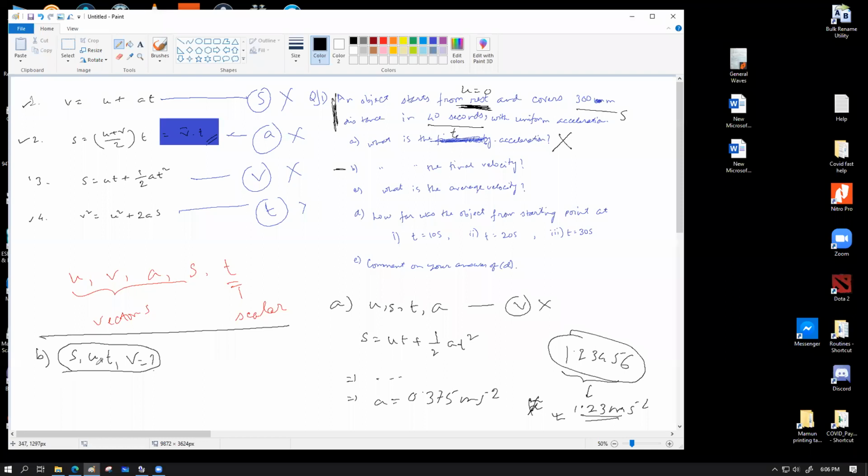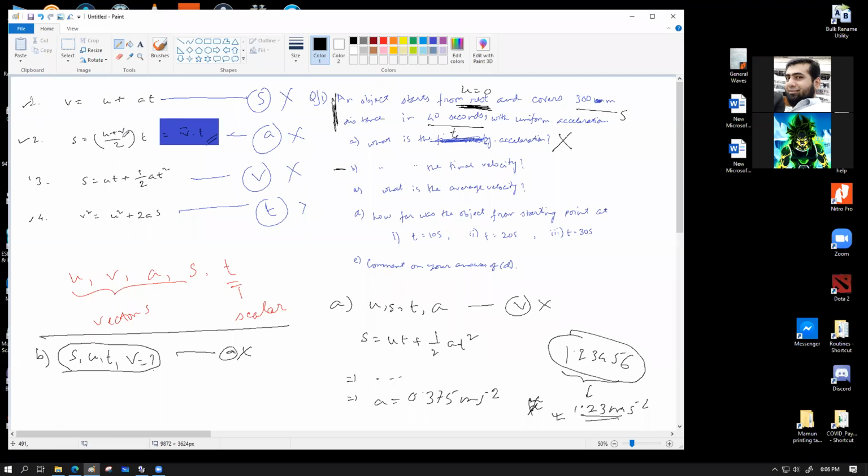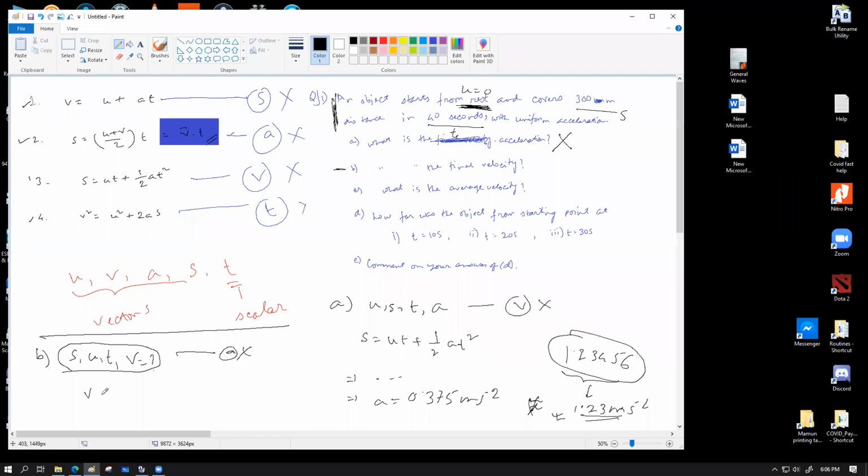That we have S available, U available, T available. We are trying to find out V. So the missing variable for these 4 variables is A. So we can essentially go for equation number 2, which can very easily give us this 4th variable. Anyway, you can do it in any of these 4 formulas. Just tell me the number. How much is your V?